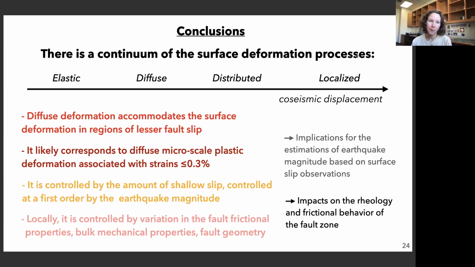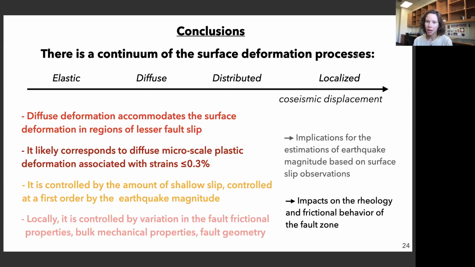That might depend on the different earthquakes, as I said. Diffuse deformation likely accommodates the surface deformation in regions of lesser fault slip. It likely corresponds to diffuse microscale plastic deformation associated with low strain. It is controlled by the amount of shallow slip and locally by variations in fault frictional properties, bulk mechanical properties, and fault geometry. So these have two main implications.